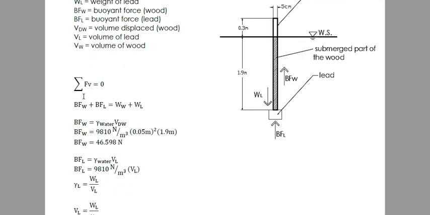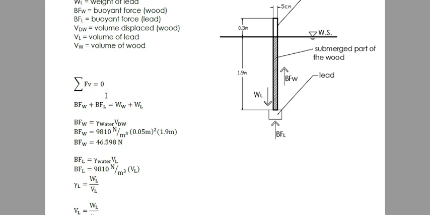Okay. So let's try to expand this, solve each term in the equation. So let's start with the buoyant force acting on the wood. Can we compute for the buoyant force acting on the wood? Well, definitely, given naman yung dimensions ng wood, so we can solve for it. That's equivalent to gamma of water times yung displaced na volume ng wood. Ito, yung shaded part na yan, yan yung displaced na volume. So, gamma ng water is 9810 newtons per cubic meter times 0.05 meters square, since square yung cross-section niya. So, area of the base times height. Yung height niya is 1.9. Yung submerged portion lang, huwag isama yung 0.3 kasi hindi naman siya na-submerged. So, 1.9 meters yan. So, the buoyant force acting on the wood is 46.598 newtons.